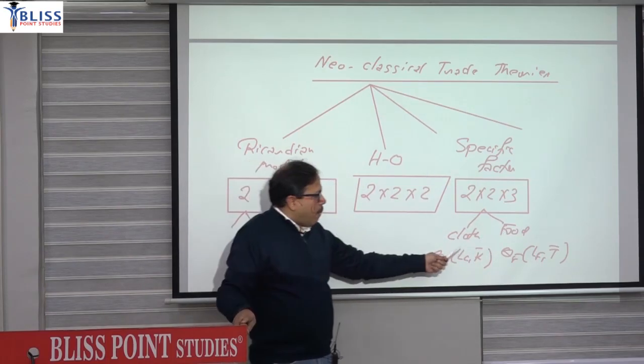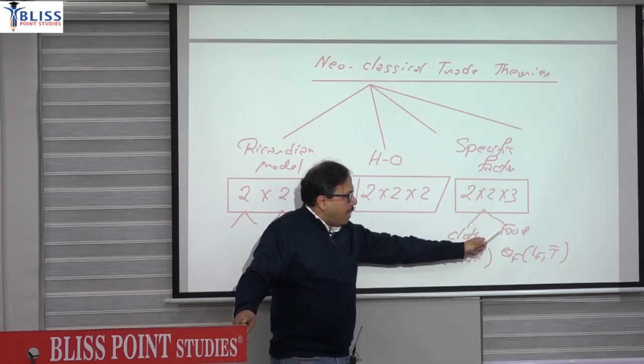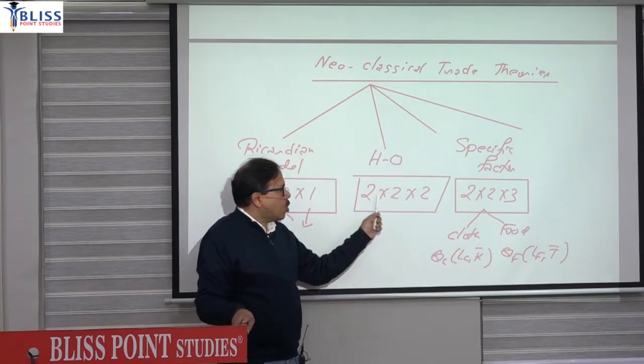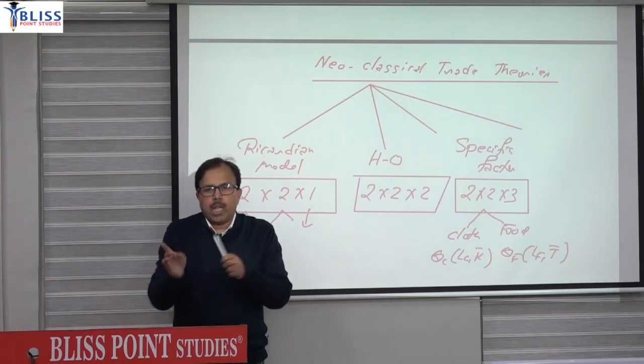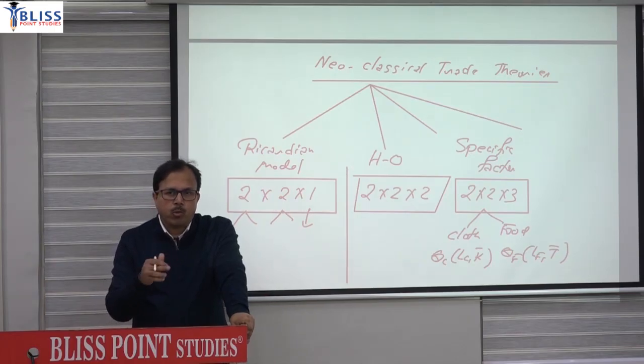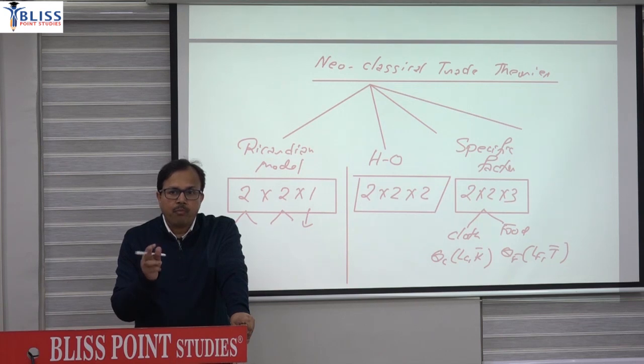That means capital cannot move from cloth to food, land cannot move from food to cloth, but labor can move from cloth to food. HO model also has two factors of production, but both can move from one industry to the other industry. In the Ricardian model, there is only one factor of production, but that factor can move from cloth to the food or cheese to the wine. In the HO model, there are two factors, both can move from one industry to the other industry, but they cannot move from one country to the other country. In the specific factor model, there are again three factors of production, but only one can move from one industry to the other industry. The rest two are specific, they are fixed.